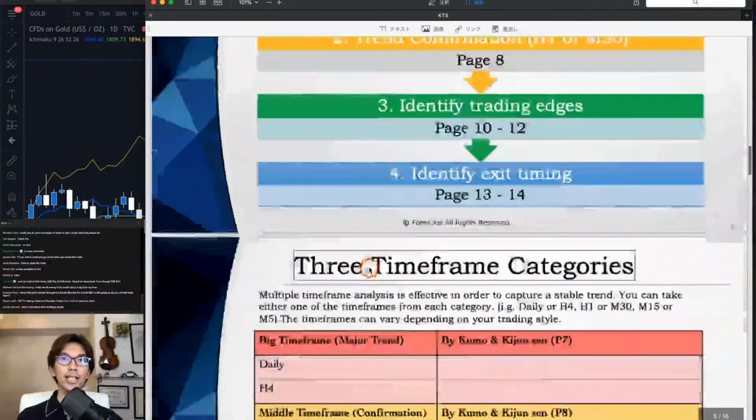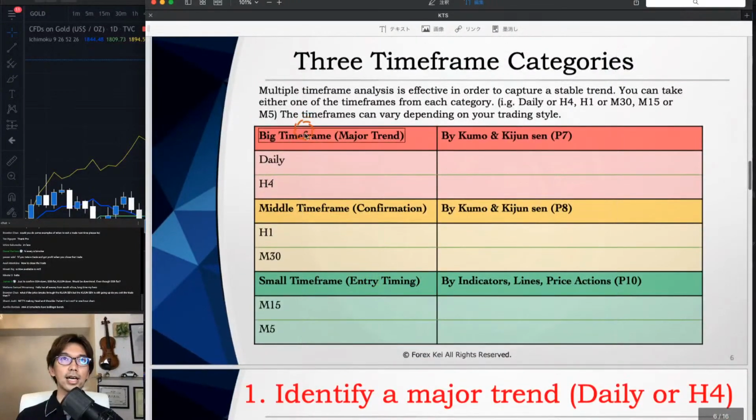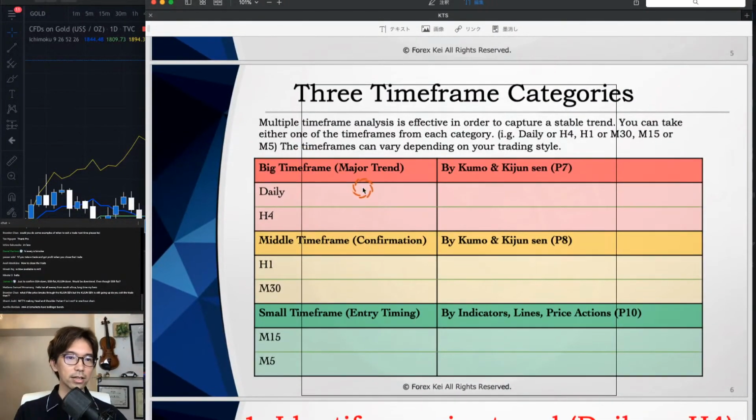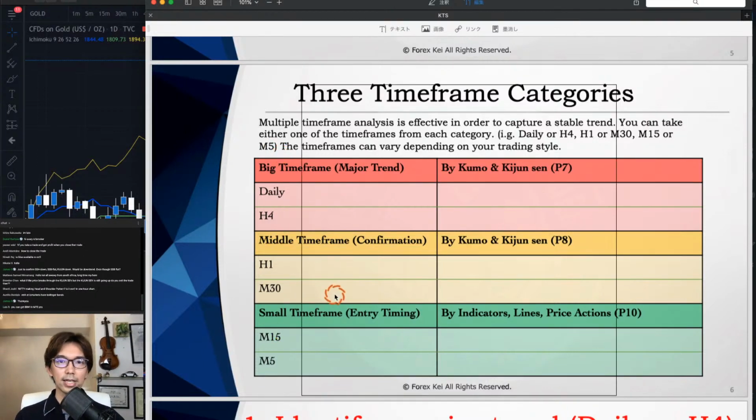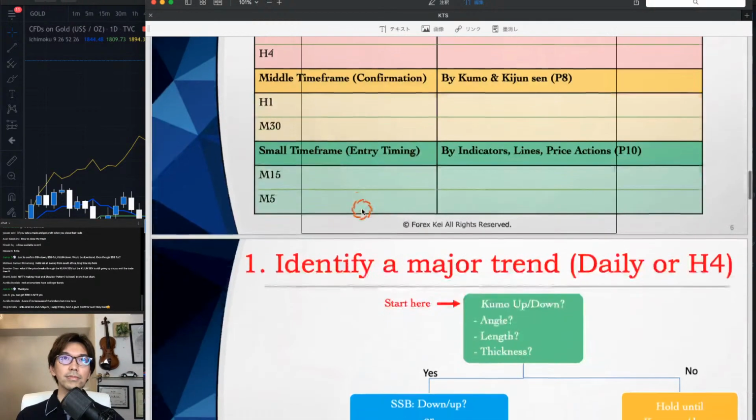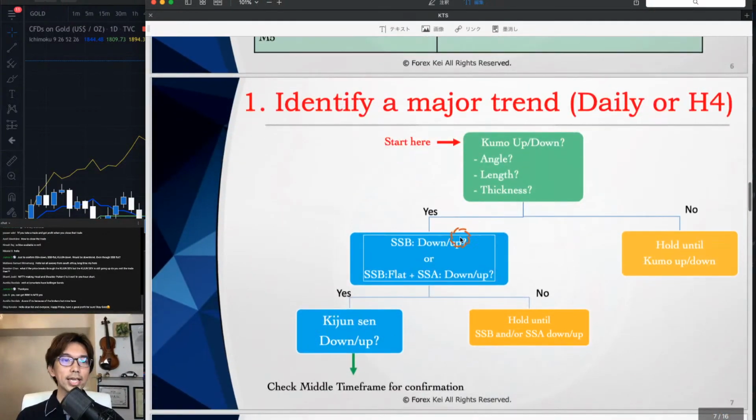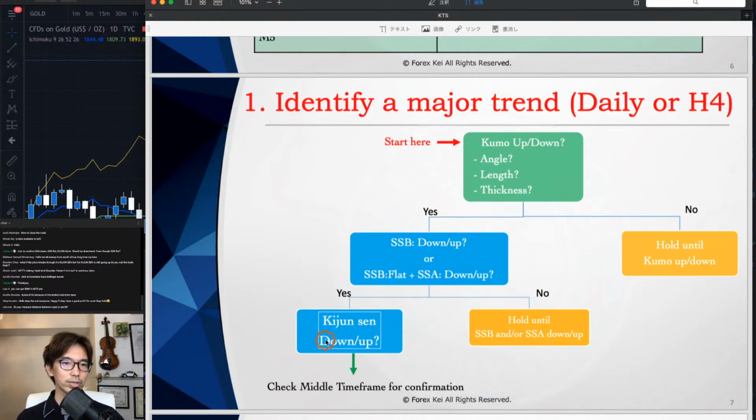Briefly touching on that, I look at the time frames in three categories: big time frame, middle time frame, and small time frame. This is how I capture the trend. I look at the Kumo angle, length, and thickness, and if they are decent, I start to look at Senkou Span B first. When Senkou Span B is up, I look at whether the Kijun-sen is also up. When Kijun-sen is also up, I go to a lower time frame to confirm the trend.